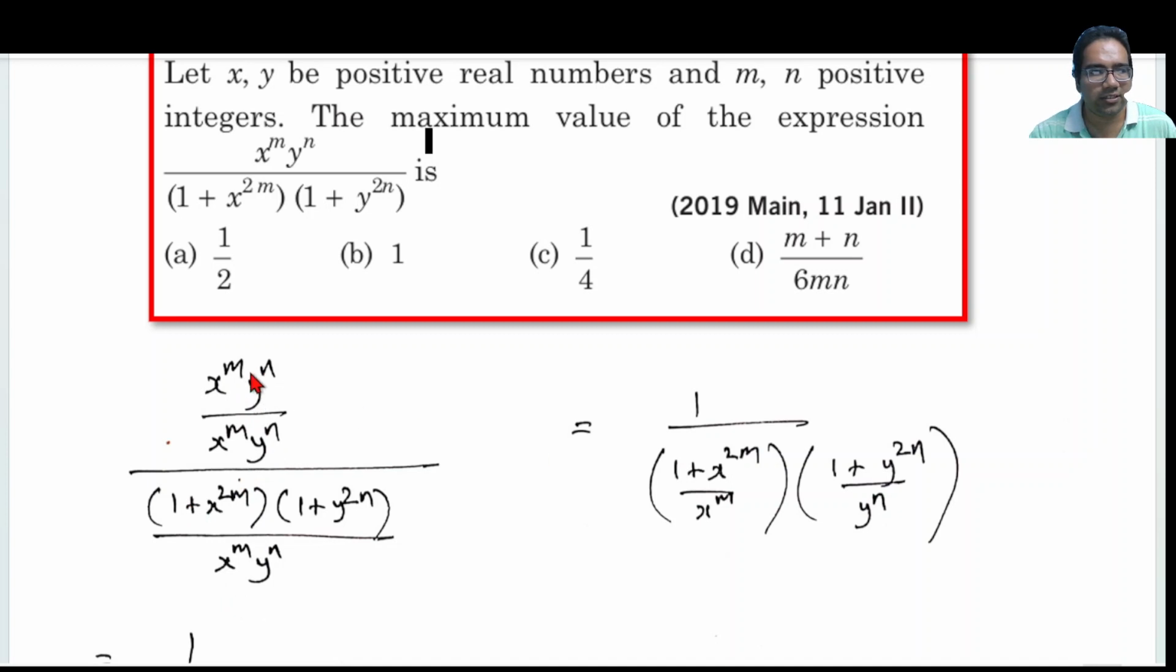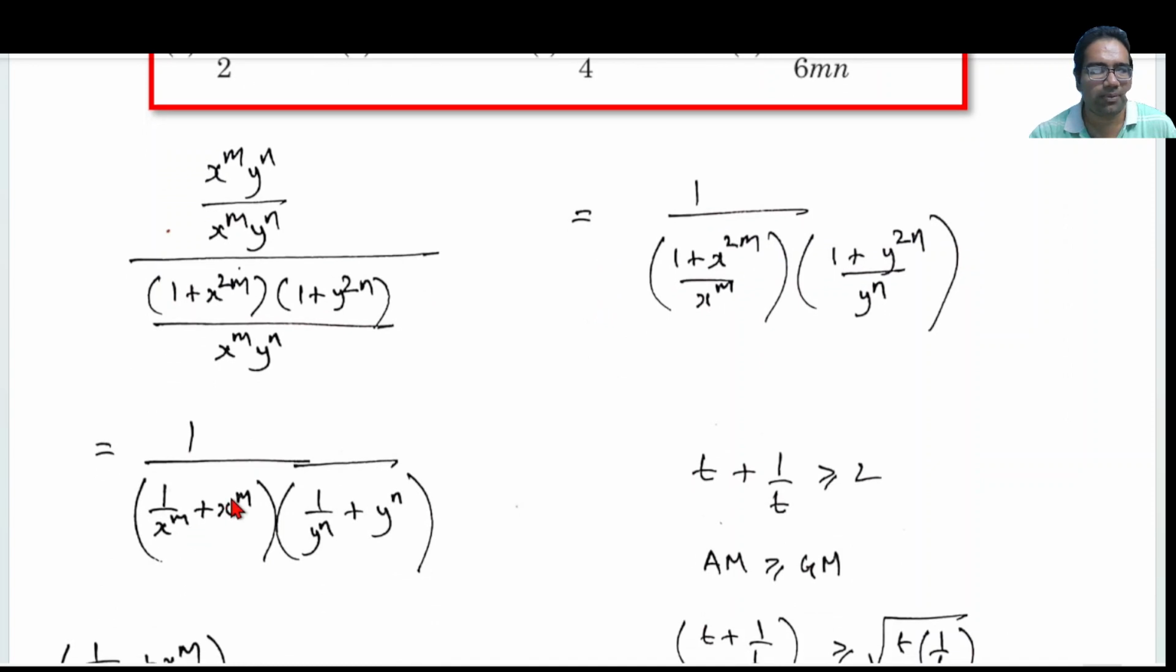The numerator will become 1. The denominator, we can split it like this: (1 + x^2n) by x^n, times (1 + y^2n) by y^n. Then this becomes (1/x^n + x^n) times (1/y^n + y^n), because x^2n by x^n is x^n, and y^2n by y^n is y^n. So we are dividing to get it in this format.